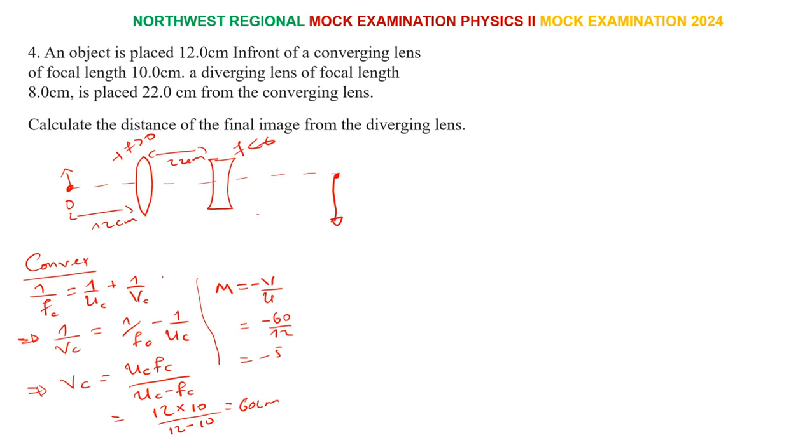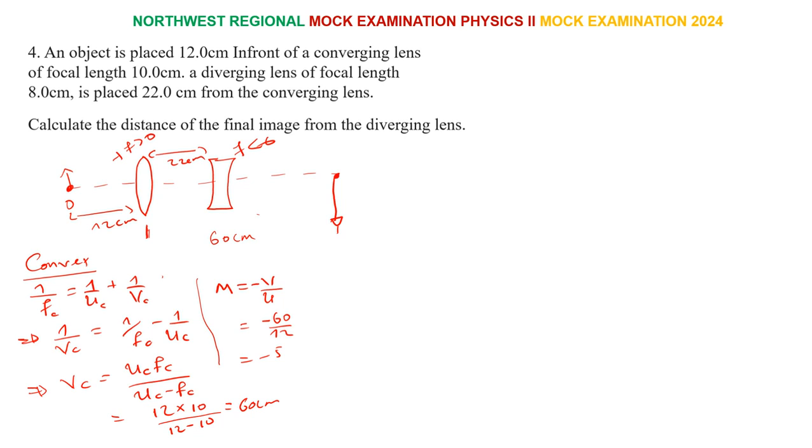Now, at this stage, the error that was omitted in the previous video is the image distance, which we get as 60 centimeters, the distance from here to the object. So I used the 60 centimeters to compute the position of the final image, which is where I made a mistake. I actually had to calculate the object distance with respect to the diverging lens, and that is simply going to be 60 minus 22.